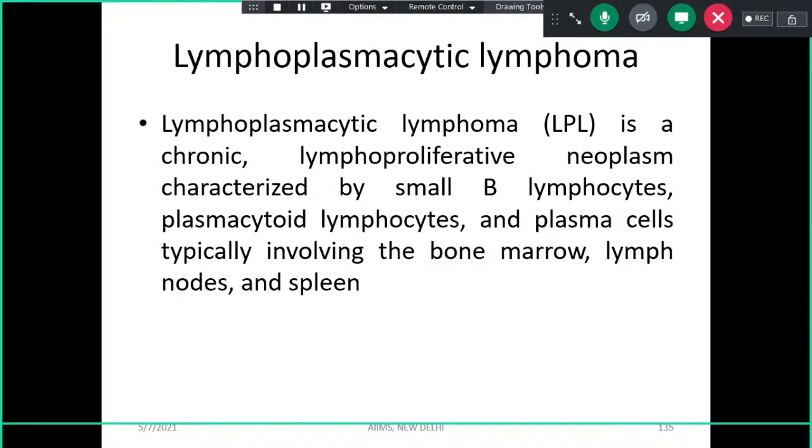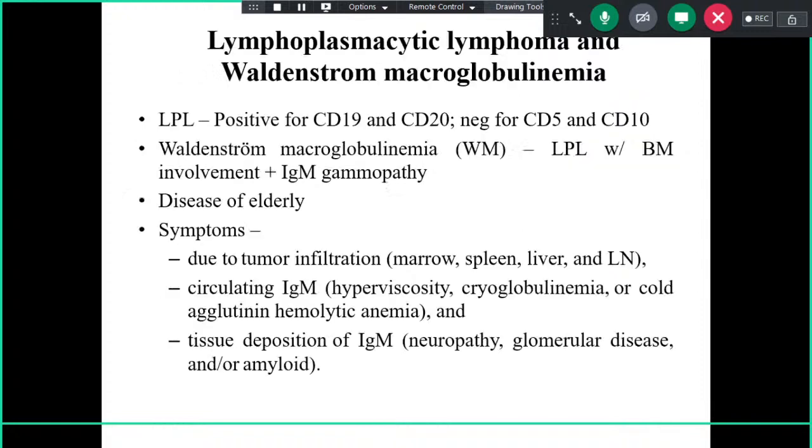Now lymphoplasmacytic lymphoma is a chronic lymphoproliferative neoplasm characterized by small B lymphocytes and plasmacytoid lymphocytes. You can say this is somehow related to marginal zone lymphoma with plasmacytic differentiation. You find many plasma cells here. When it is associated with bone marrow IgM gammopathy, it is called Waldenstrom macroglobulinemia. So it is a spectrum: marginal zone lymphoma, lymphoplasmacytic lymphoma, and Waldenstrom macroglobulinemia are a similar spectrum of diseases, right?